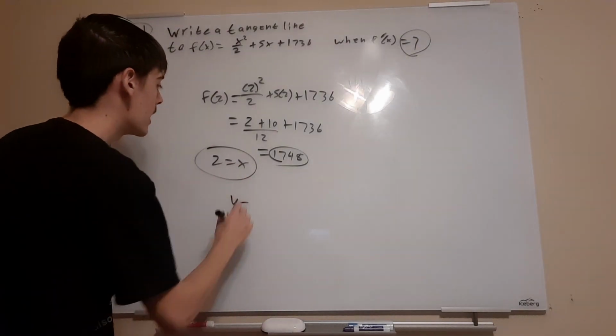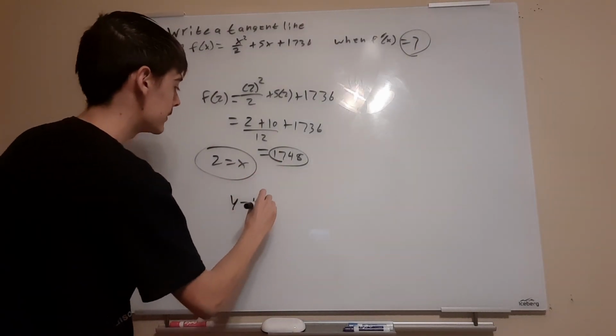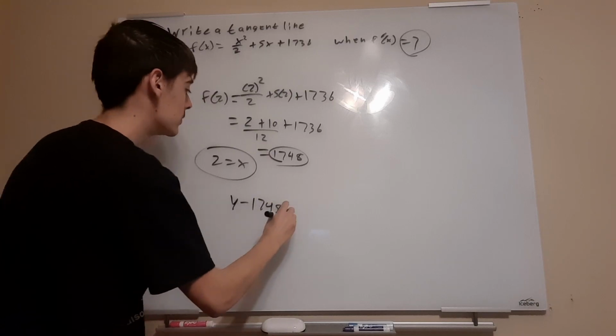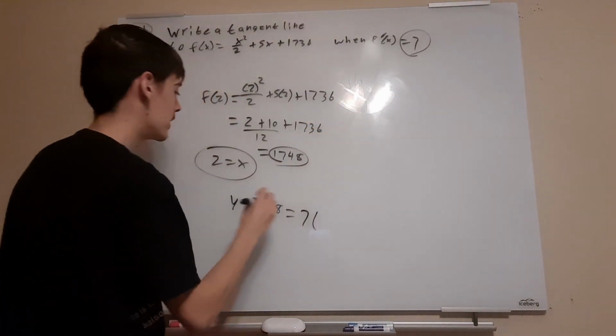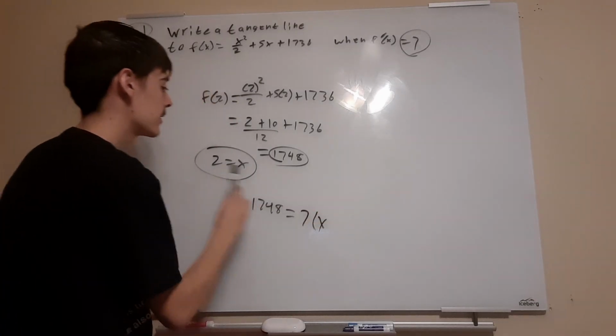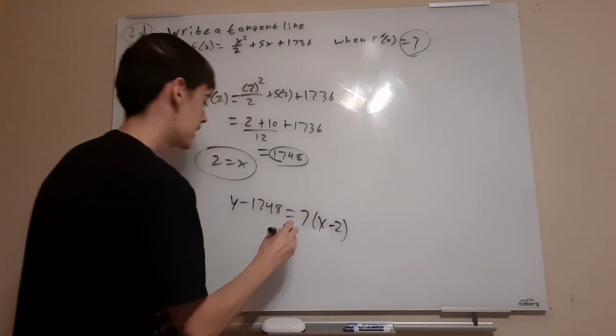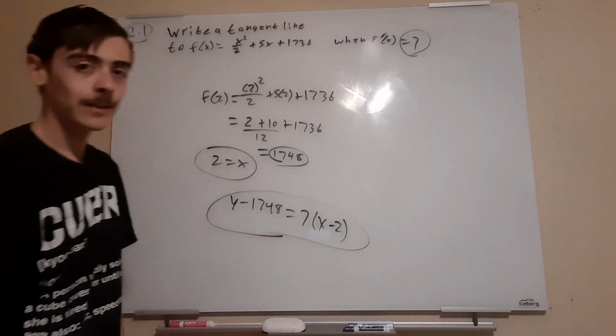We do y minus our y value, which is 1,748, equals our slope, which is 7, multiplied by the quantity x minus our x coordinate, so x minus 2. And that is our tangent line.